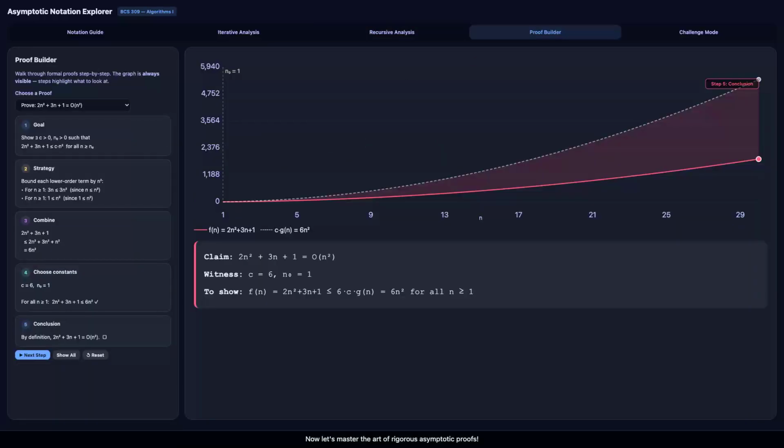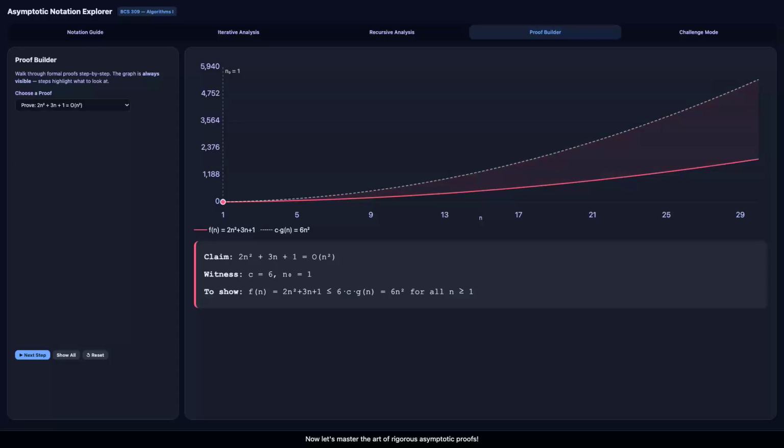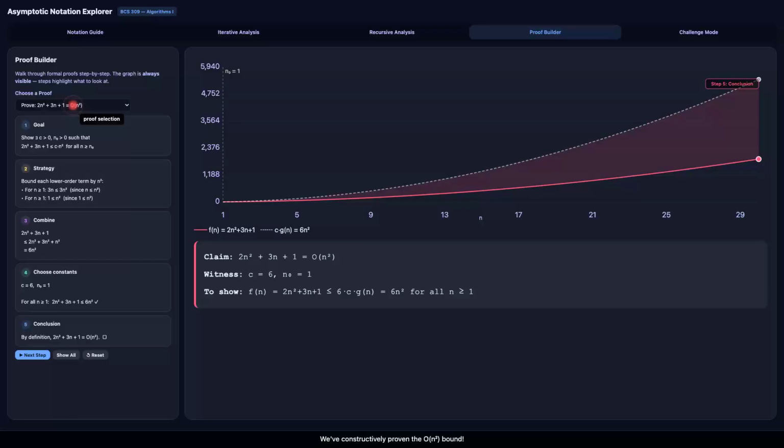Now let's master the art of rigorous asymptotic proofs. Proving that f(n) = O(g(n)) isn't just about intuition, it requires finding specific constants c and n0 that witness the bound. Let's prove that 2n squared plus 3n plus 1 is O(n squared). We need to find c and n0 such that 2n squared plus 3n plus 1 is at most cn squared for all n at least n0. This is where mathematical precision meets algorithmic insight. Watch this proof unfold step by step.